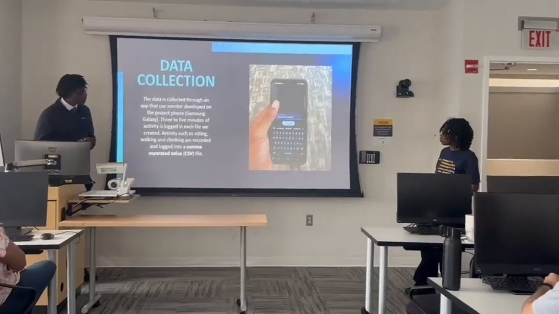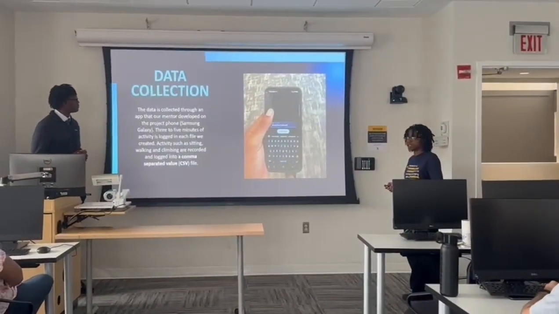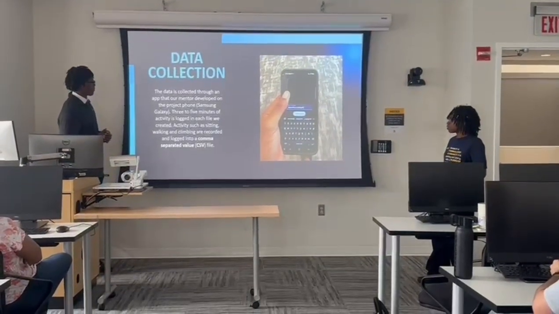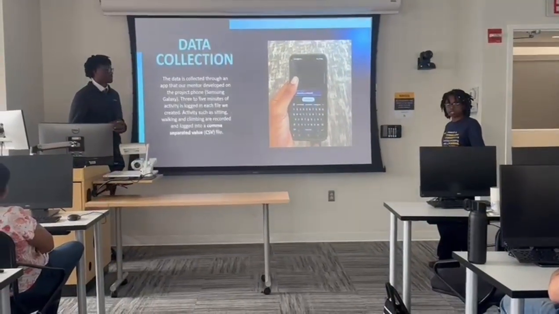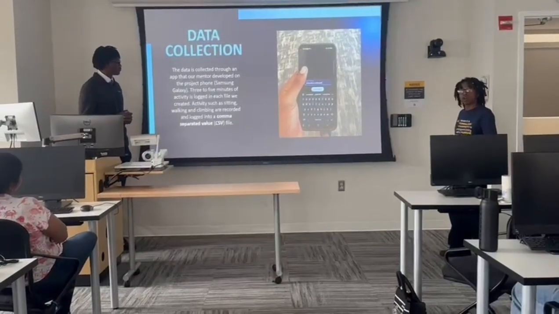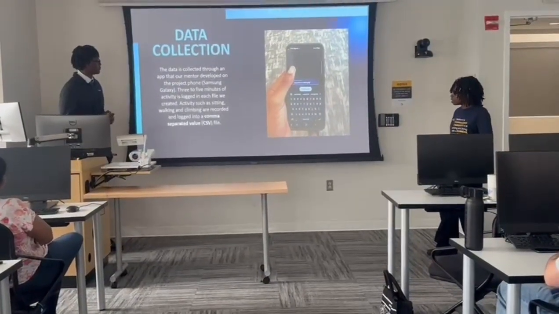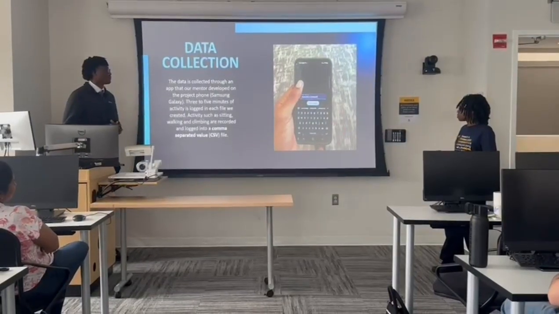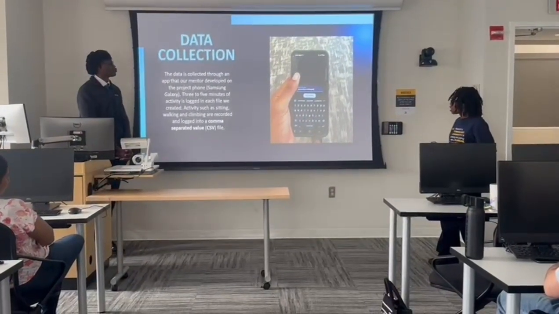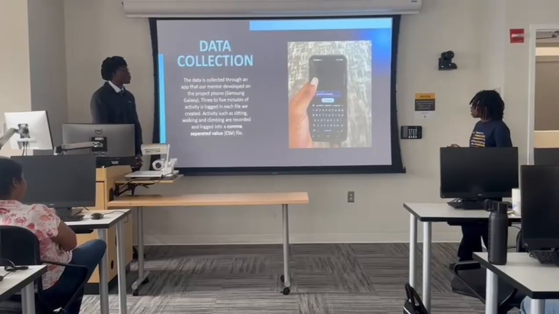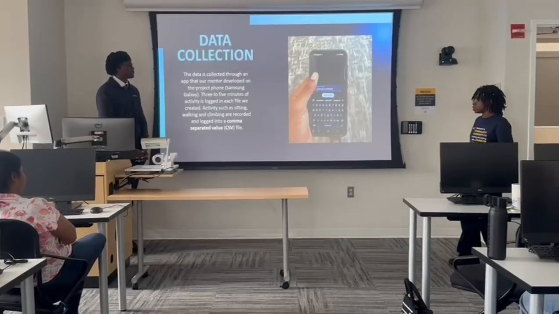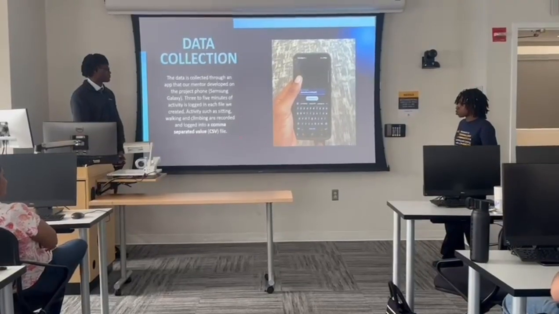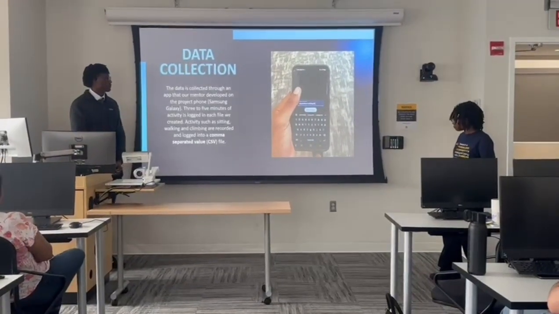So we're going to go through one of the first steps, which is data collection. The data is collected through an app that our mentor developed on the project phone, which is a Samsung Galaxy S21 Ultra, S24 Ultra. 3 to 5 minutes of activity is logged in each file that we created. As you can see, this is an example. Both Saifu and I did this. Again, we write down the kind of activity that we were doing, such as sitting, walking, climbing, and all of that is recorded into a comma-separated value file.